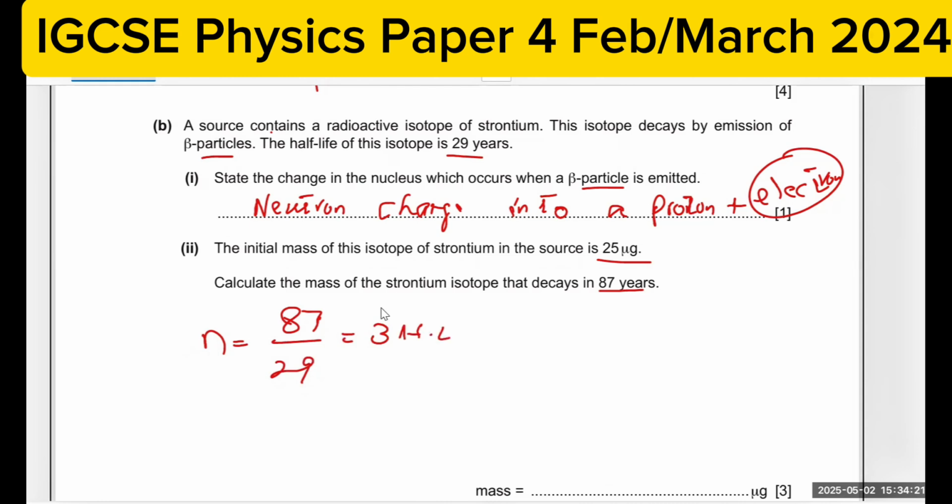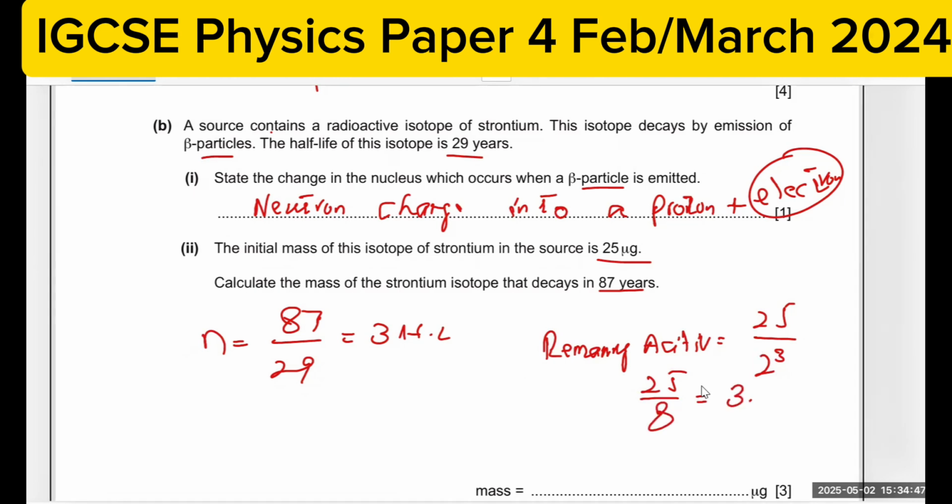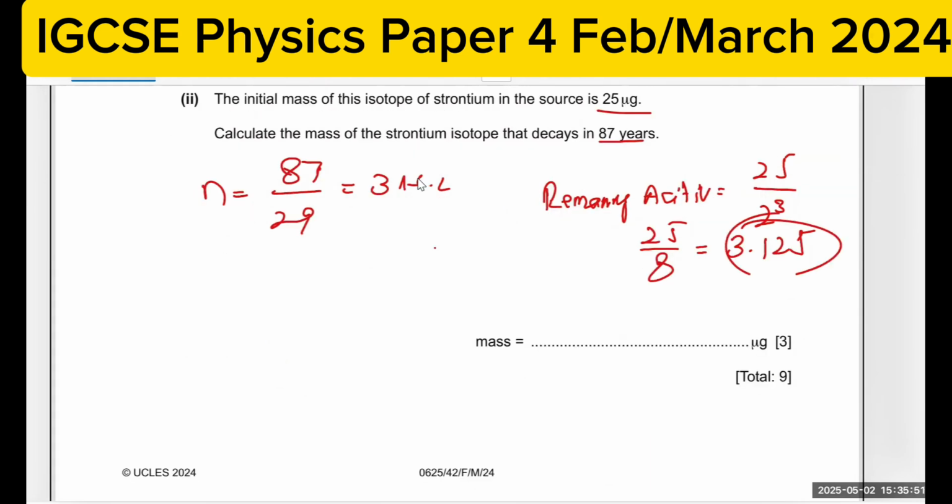So after three half-lives, there is an equation as well. The remaining activity is always equal to the total mass, 25, divided by 2 power the number of half-lives. The number of half-lives is 3, so 25 divided by 8, which is 3.125. But this is undecayed. The question is to calculate the mass decayed in 87 years. So obviously 25 minus 3 is 22, approximately 22 micrograms, that is the decayed mass.